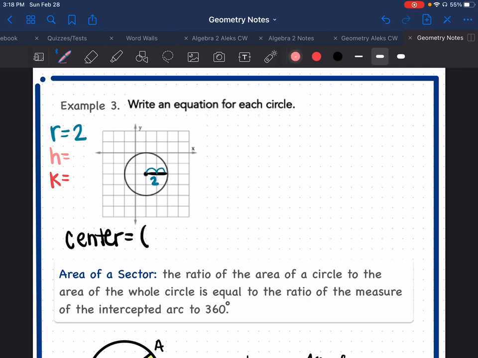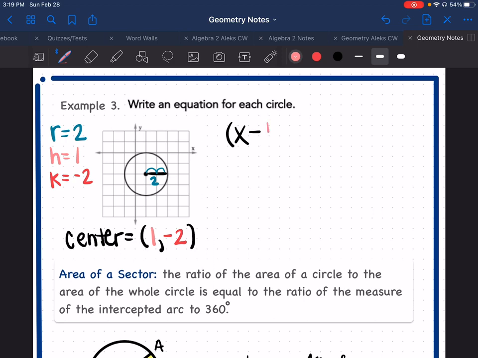It looks like my X is at 1, comma, and my Y, 1, 2. Since it went down, it is -2. Remember, down is negative and so is to the left. So H is 1, K is -2, and I'm going to plug it back into the formula.